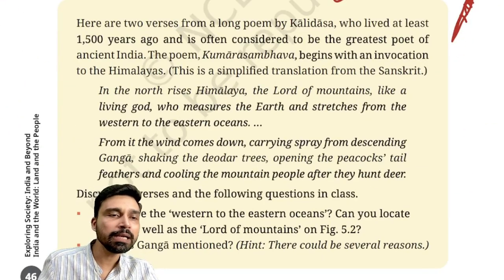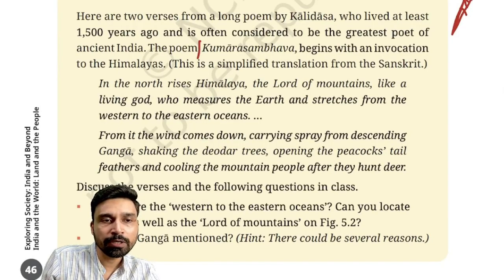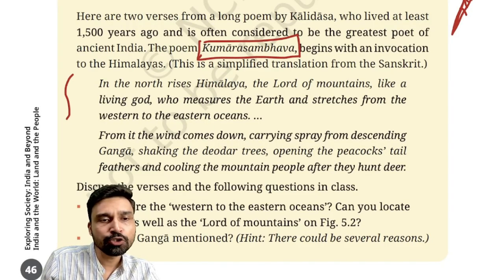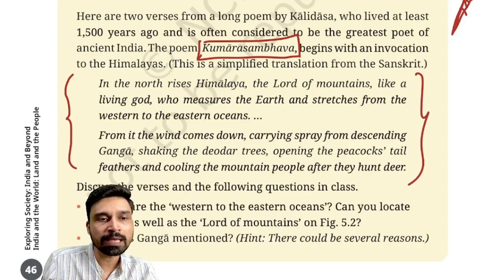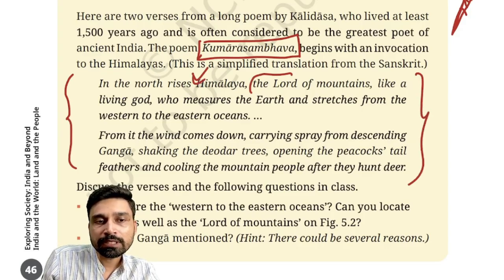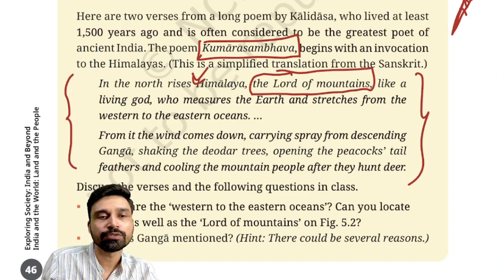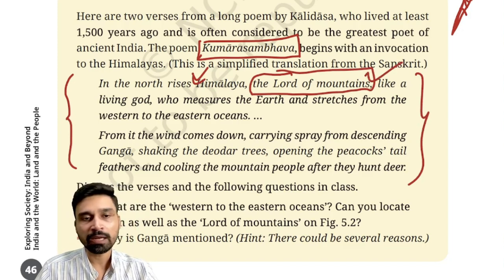Now, when you talk about Kalidas, very famous poet from India who wrote a poem called Kumar Sambhava, here he has talked about the geographical diversity of India. For example, you can see he talks about Himalayas in the north, and he refers to Himalayas as the Lord of Mountains. And that makes sense because you know that Himalaya is the tallest mountain structure in the entire world.